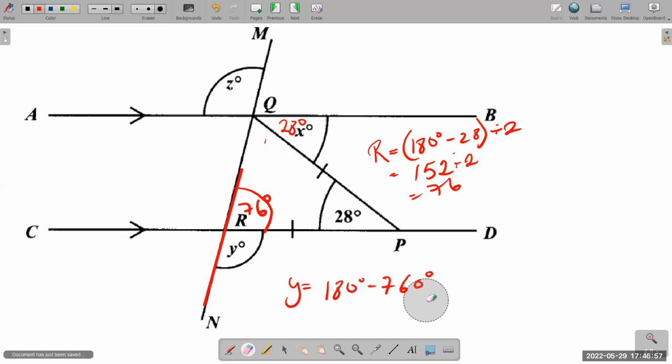What's the answer for that? I need y'all to just rock with your calculators for a little bit. 104 degrees. Now check this out. If here is 104 degrees, what is Z?